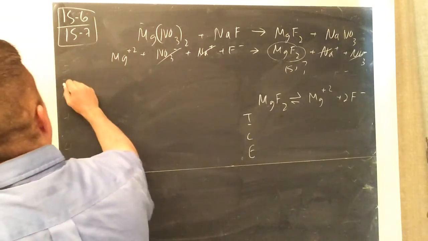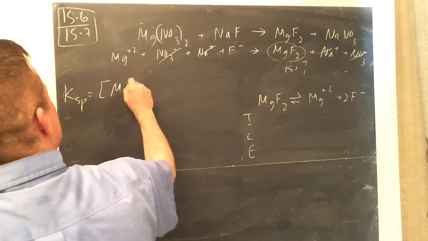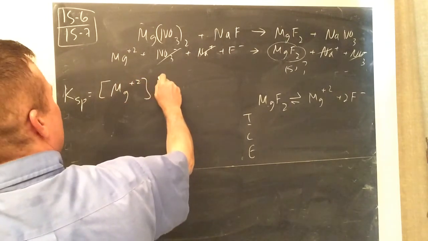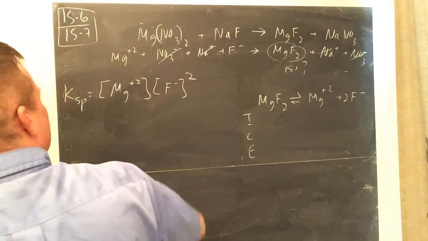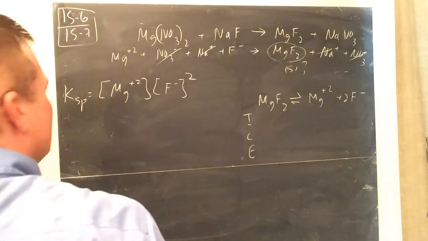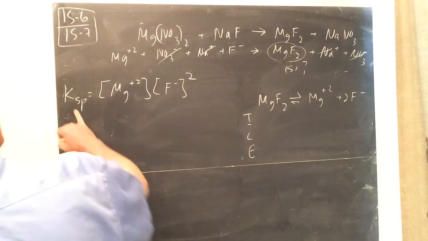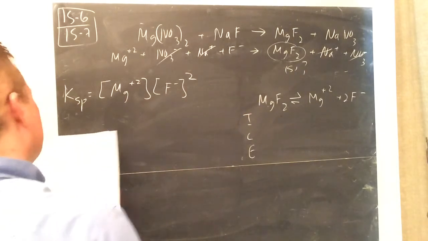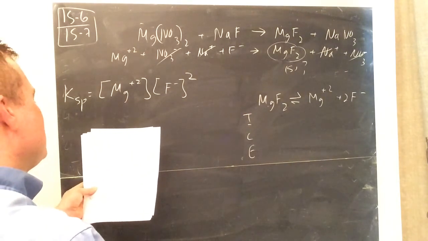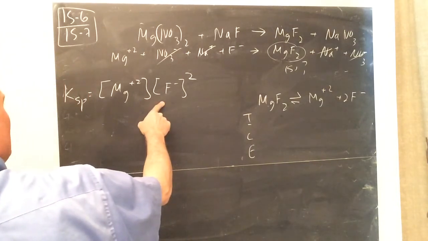Now, if I write the Ksp expression, it's going to be magnesium times fluoride, and I'm going to square that. What I'm going to do here is turn this into a different kind of setup. Ksp is equal to this, and we know the number, it was given on the paper, 6.4 × 10^-9 for MgF2.